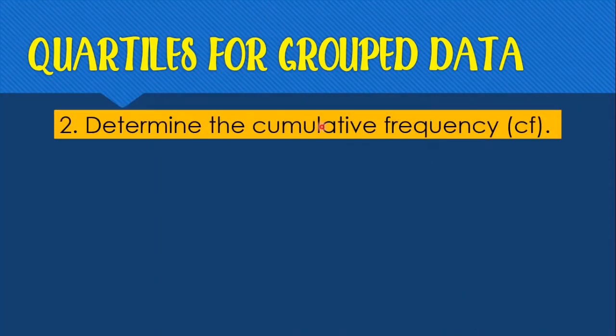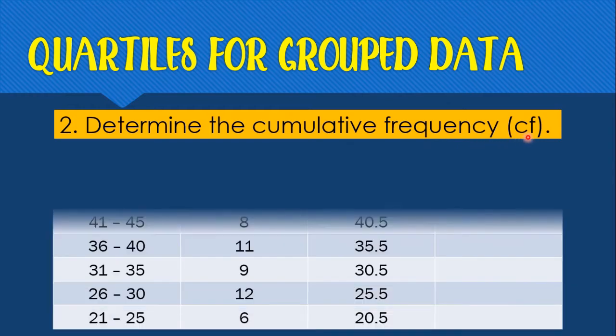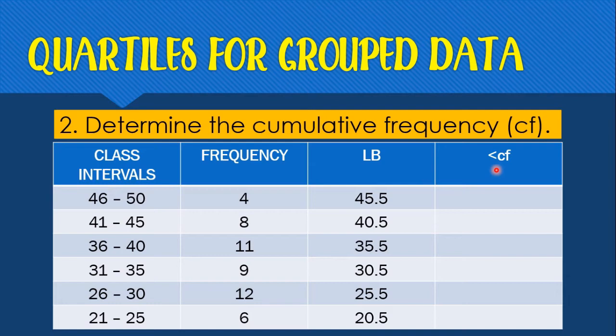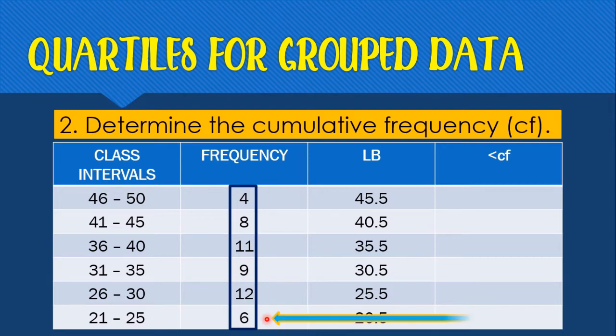The next step is to determine the cumulative frequency or the CF. So given our less than CF, we'll be referring to the given frequencies. The first one is the frequency of the smallest class interval, so we'll just copy our 6. And then to obtain the next less than CF, we'll be adding our 6 to 12. So we have 6 plus 12 is equal to 18.